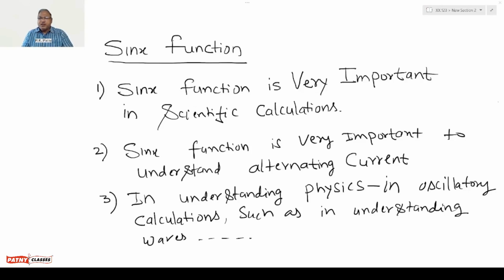Sine function is very important in all scientific calculations. It is very important to understand alternating current. The current you are using in your house is alternating current, and to study that alternating current, we must know the sine function. So the sine function is very important.